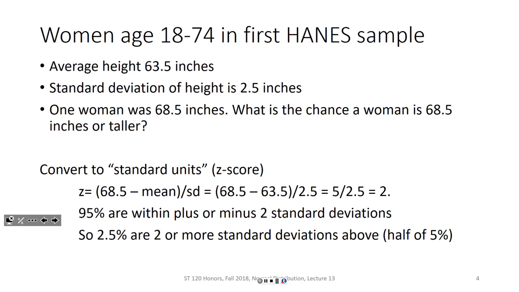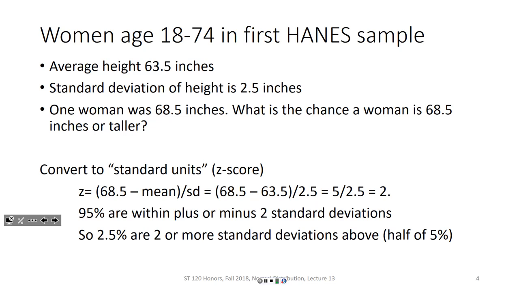Right? So, just as an example, the NHANES was a health and nutrition examination survey, right? A national survey of health in the United States. And it interviewed men and women, collected data on children as well. But of the women aged 18 to 74, in that study, the average height is reported as 63.5 inches. Standard deviation is reported as 2.5 inches. And we can ask questions such as, what's the probability that a woman that you would pick from this study is more than 68.5 inches? So that's 5 feet, 8.5 inches, or taller.